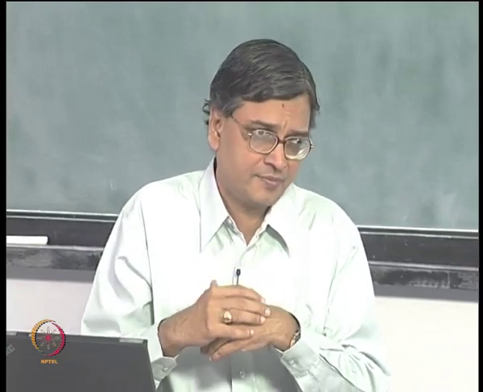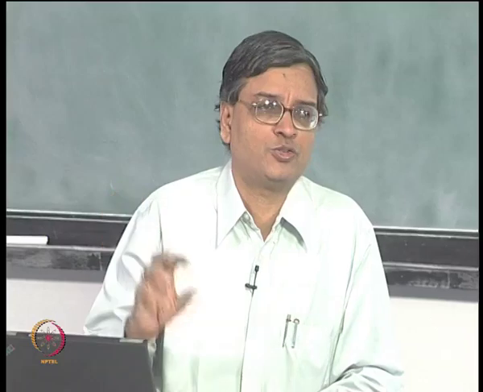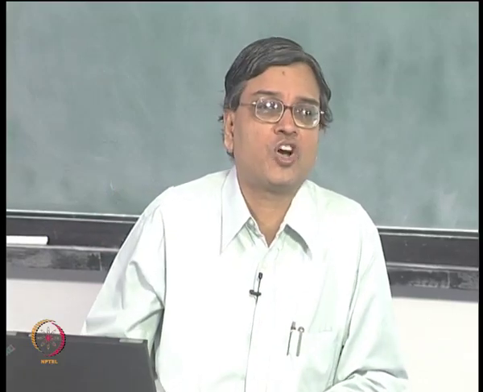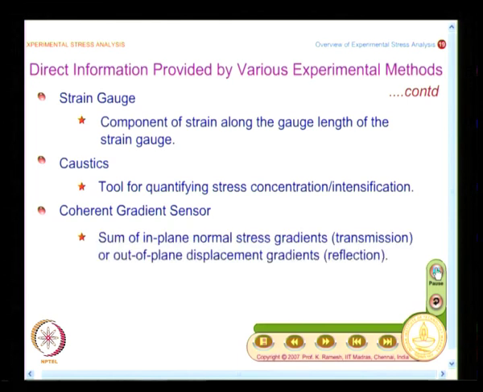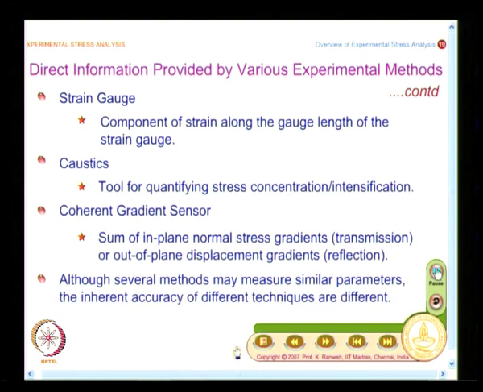We would see that. So in a sense it is also localized information you get, and a variation of caustics is the coherent gradient sensor. It is an optical method, and the sum of in-plane normal stress gradients you get in transmission arrangement, or out-of-plane displacement gradients in reflection arrangement. And as I said earlier, although several methods may measure similar parameters, the inherent accuracy of different techniques is different.